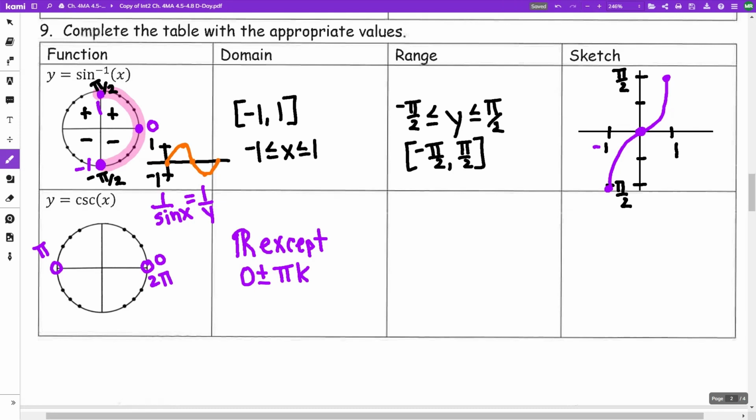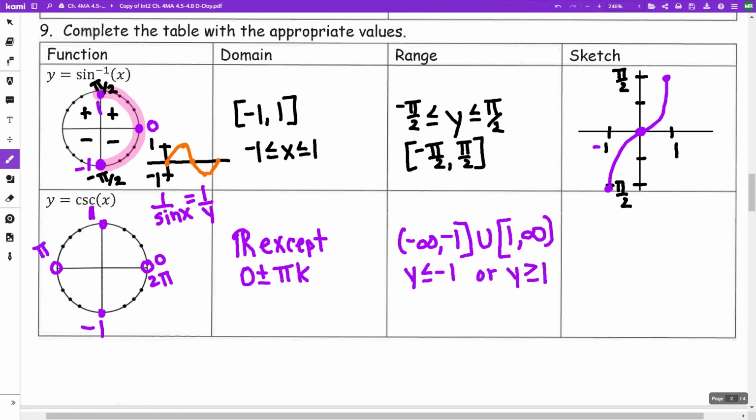And then my range for these, remember, it's going to be 1 up here. It's going to be -1 down here. And this is going to be where it goes from 1 up and from -1 down. So that's going to be -infinity to -1, closed bracket, union 1 to infinity. Or y is less than or equal to -1, or y is greater than or equal to 1. You can think of it both ways.